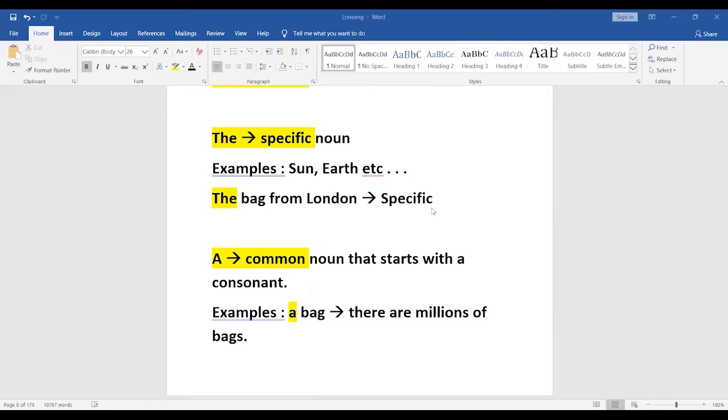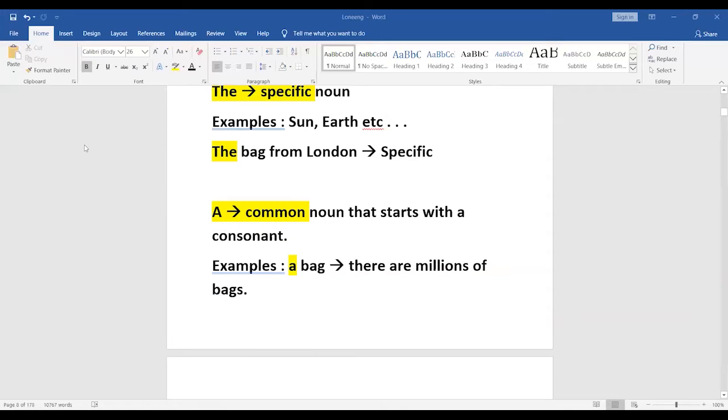We can also use the for other nouns. Take a look at this. The bag from London. I'm not talking about any bag. There are so many bags in the world. However, I'm talking about one specific bag that came from London. So I'm saying the bag from London. I'm being very specific about a bag that came from London. So that is why I've used the bag. I'm not talking about bags generally. So you need to know why we're using the for a bag, and this denotes specificity.